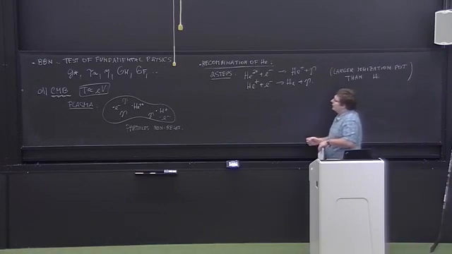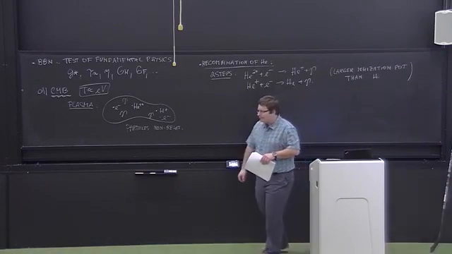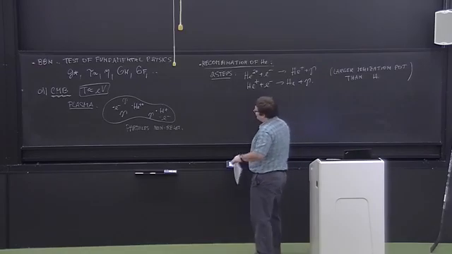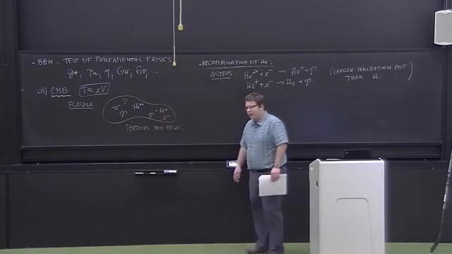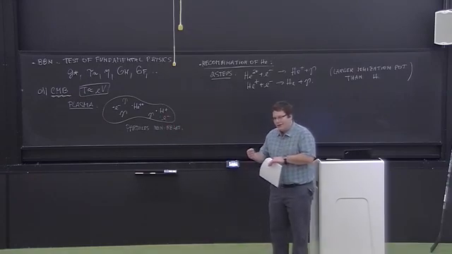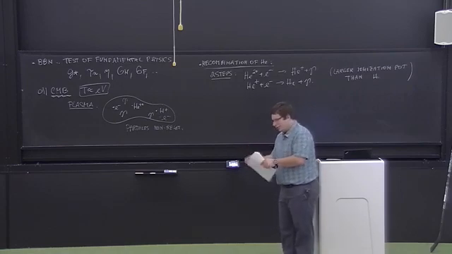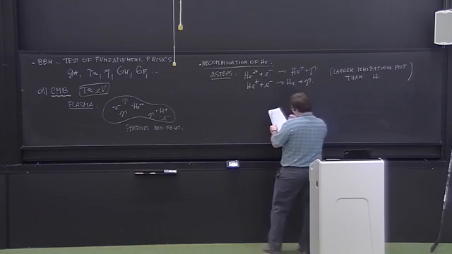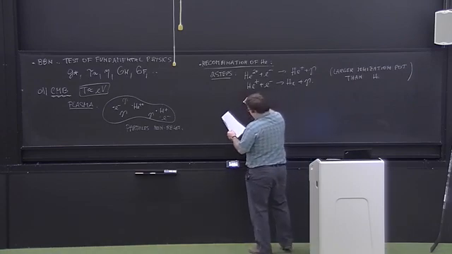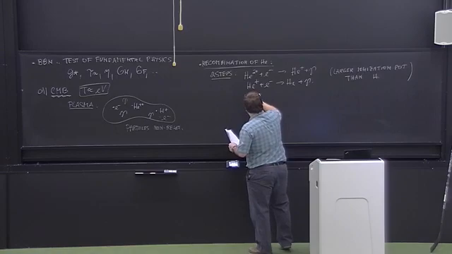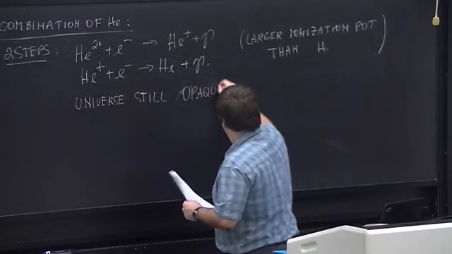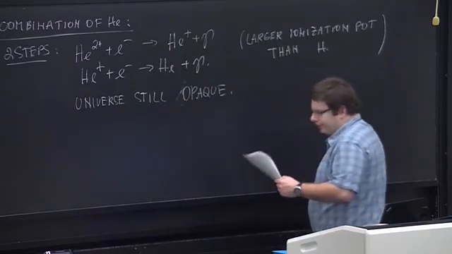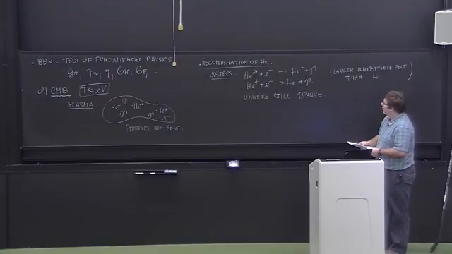Okay, so at this point, I've captured some electrons, but my plasma is still not neutral. I still have hydrogen plus and electrons and all these things. So still, the photons cannot roam free. They are still captured and they still participate in various interactions. So the universe is still opaque, because photons still cannot roam free here.